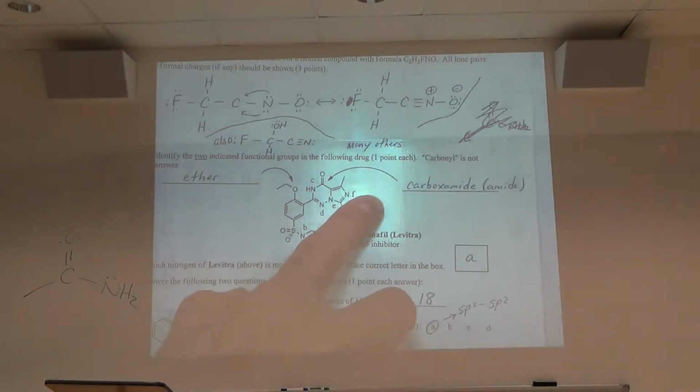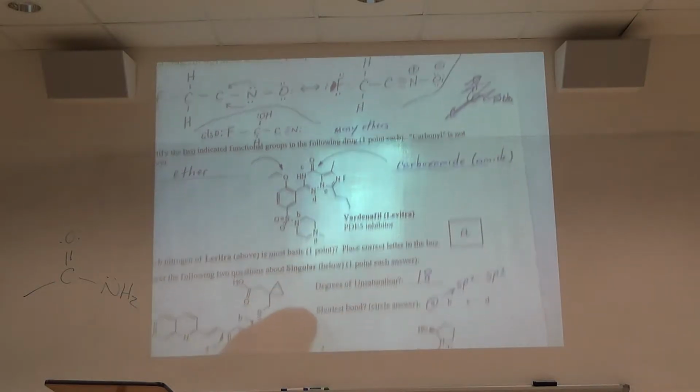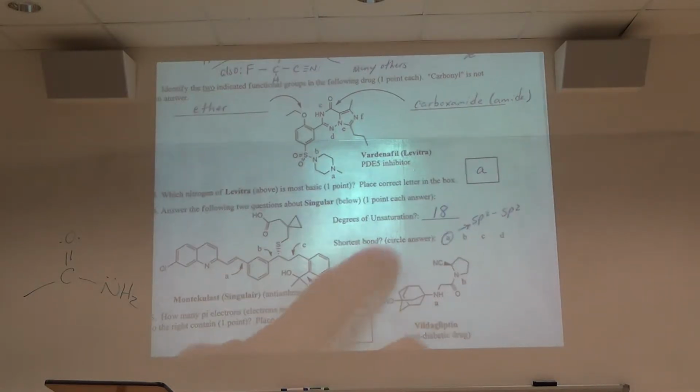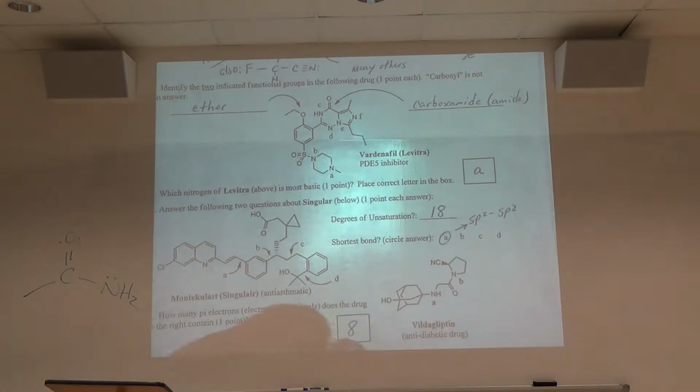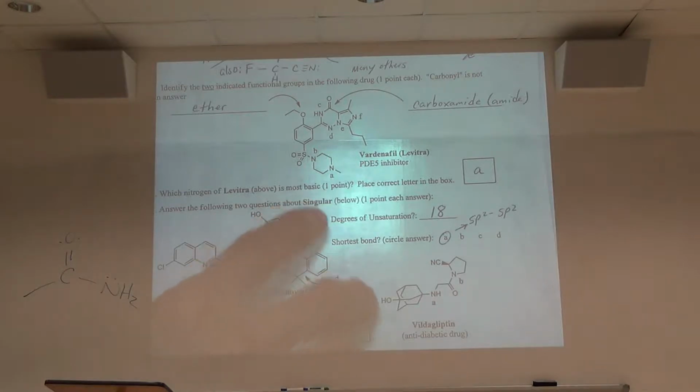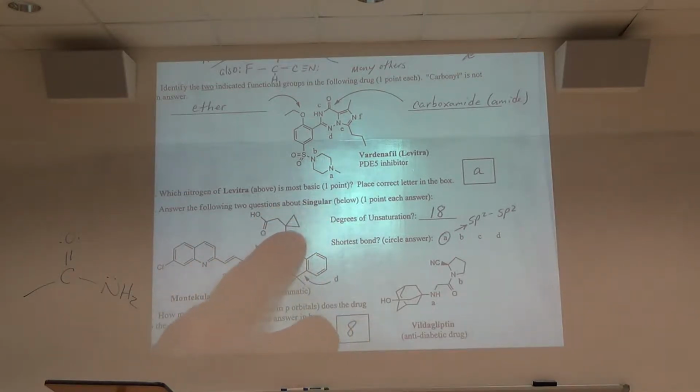Everybody got F, right? Degrees of unsaturation, 18. I saw somebody with 17. Which one did you miss? You missed the little ring up here, cyclopropane ring. How do we do on that one? Anybody? If you have questions, shout it out.